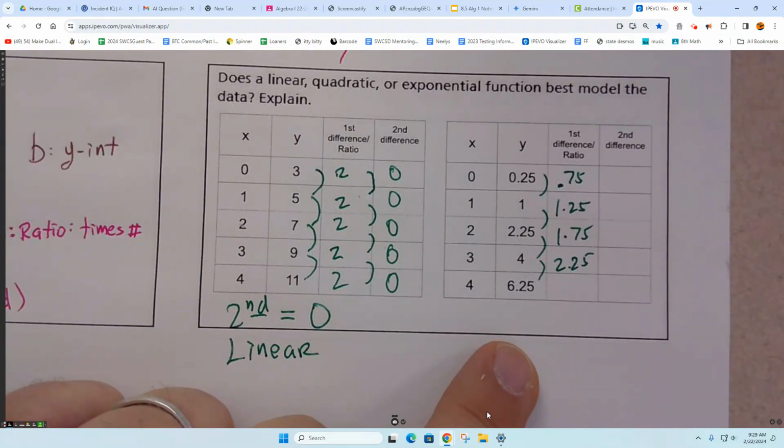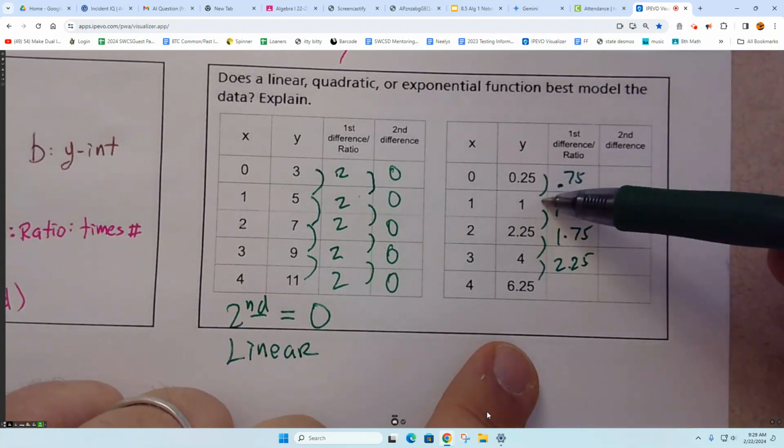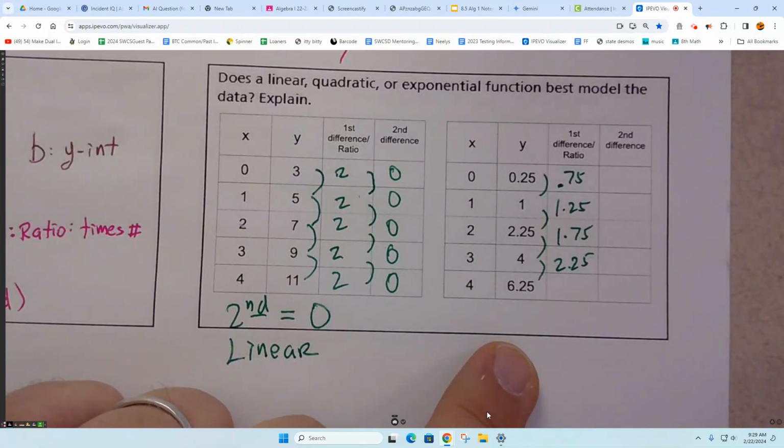It's, I think, 1.75. It's 1.75. Did I skip something? Yeah, that's because you can't go from 2.25 to 4.1. It's 1.75.